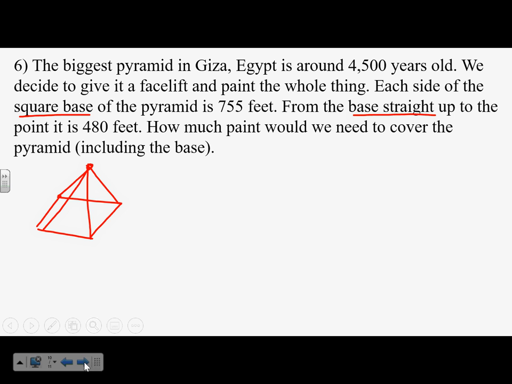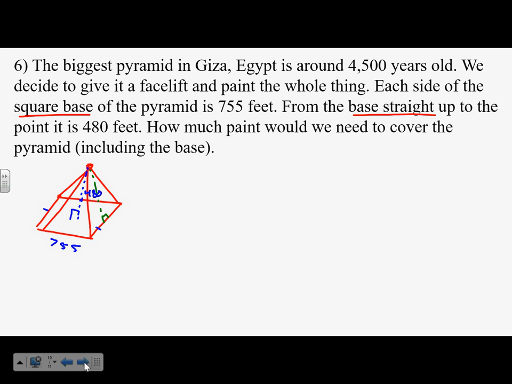Each side of the base is 755. They're all congruent. And then the actual height straight up to the top is 480 feet. We don't know what the slant height is. If we had that slant height, we'd be in business. How much paint would we need to cover the pyramid, including the base? So if we're painting something, we want to know what the surface area is. All the paint goes on the outside. We want to know what that is.